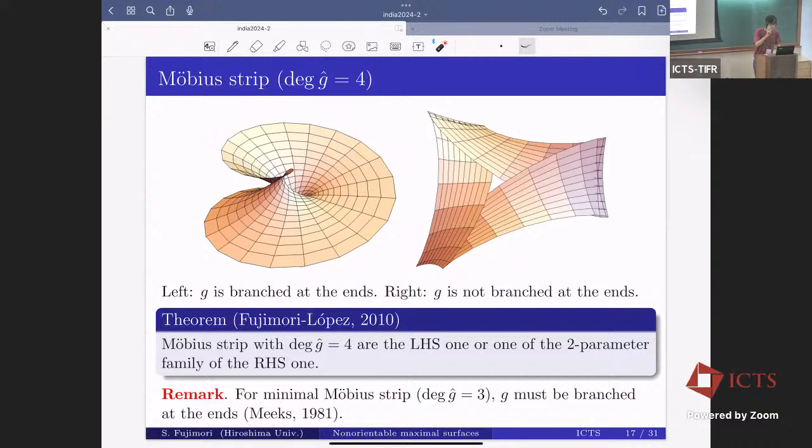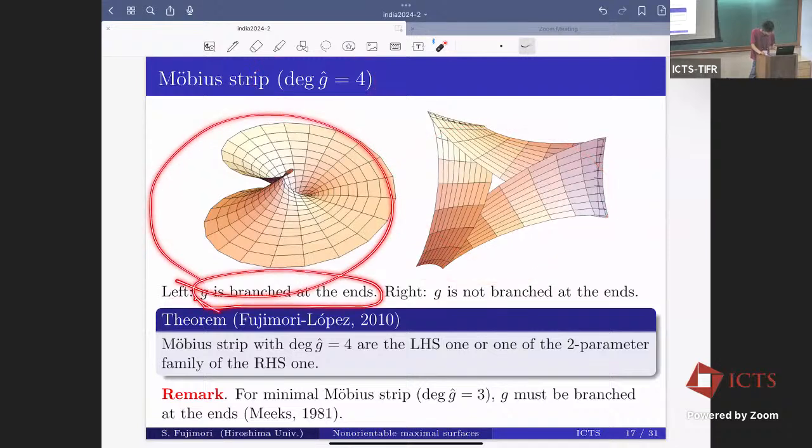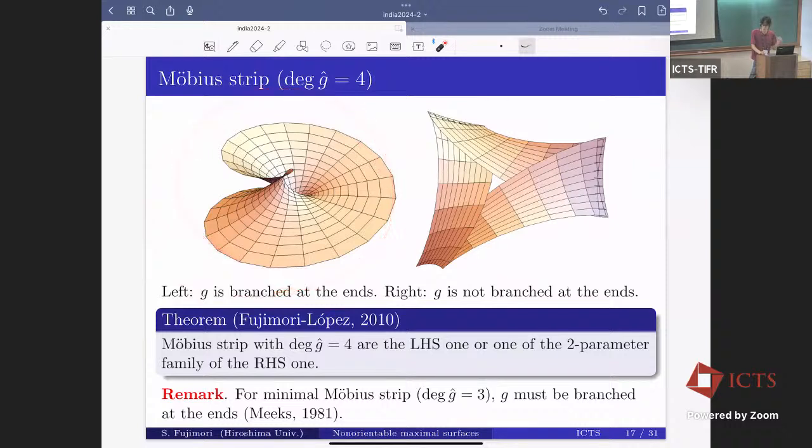In the minimal surface case, we only have this case, and Meeks showed there's a unique example with degree 3. But in the case of degree 4, we have these two cases. If G is branched at the end, this is a unique example. It is easy to prove. On the other hand, if G is not branched at the end, we have this kind of non-orientable maximal surface. But in this case, we have a 2-parameter family. So this is not unique. We have a moduli space that is a 2-parameter family.